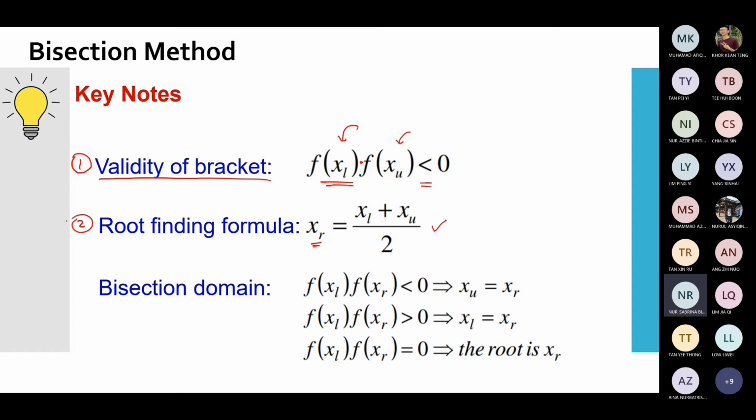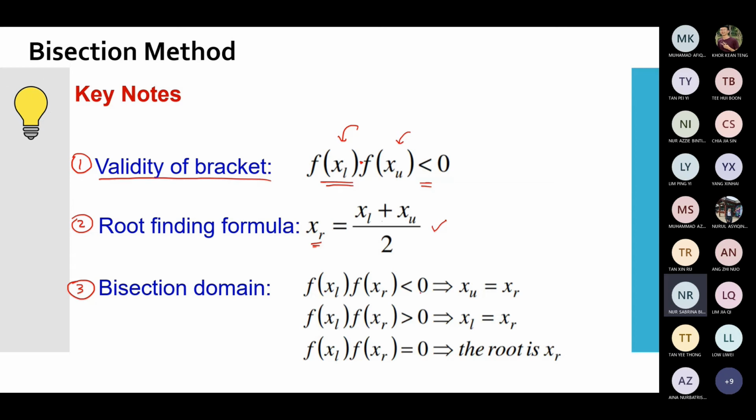Next, you need to use the bisection domain. This is the third step. Once you determine the XR value, you need to check whether it fulfills each and every condition as given. You need to check whether it fulfills the condition or not, once we take the new value of XR.